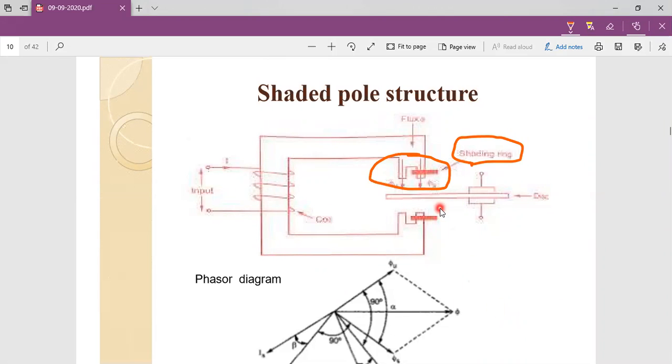What does that mean? Here it is the induced EMF, and the reason for the induced EMF is this alternating flux. The direction of the induced EMF in this copper band is such that it always opposes the change in alternating flux.